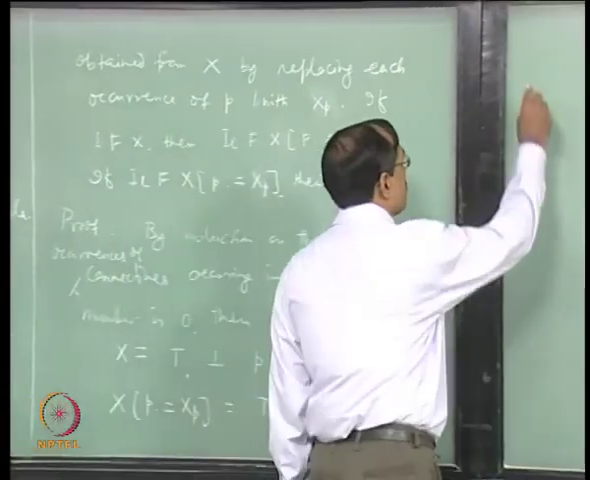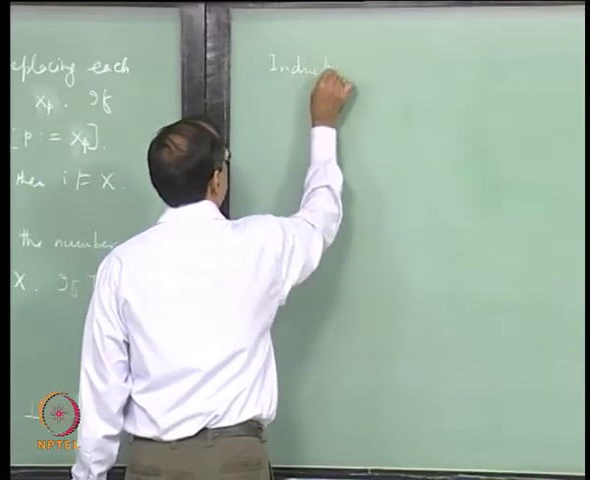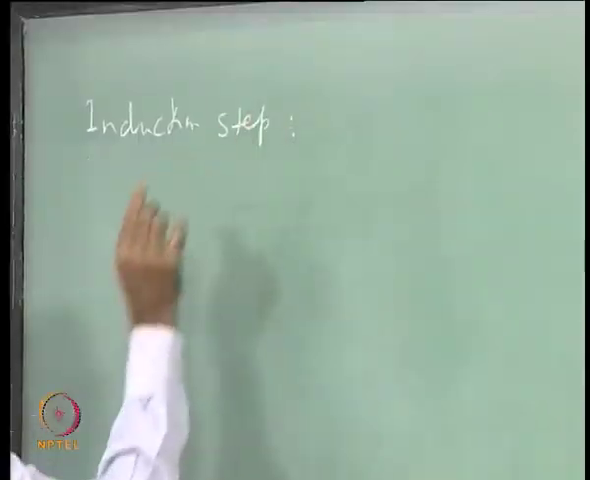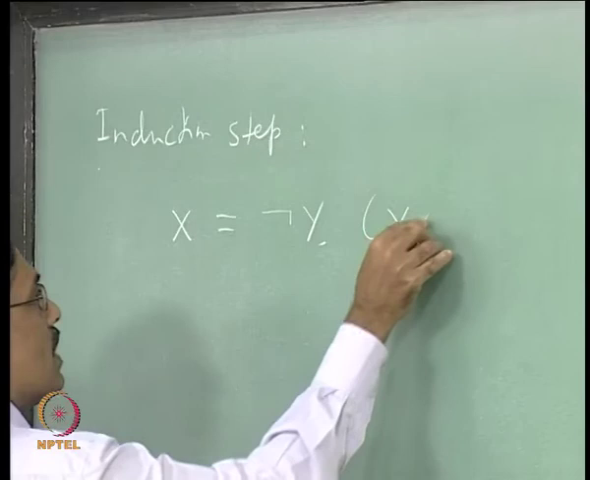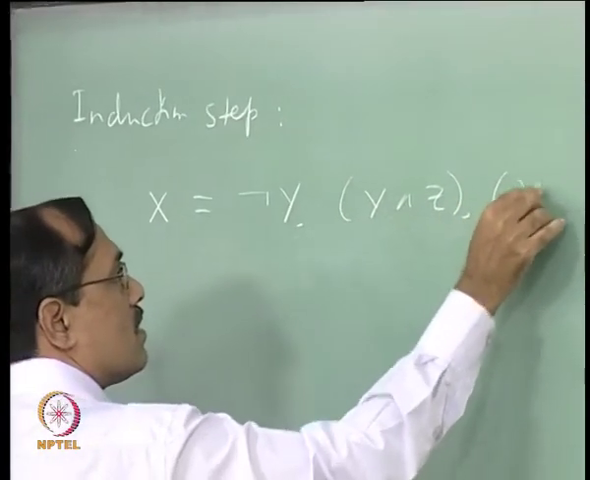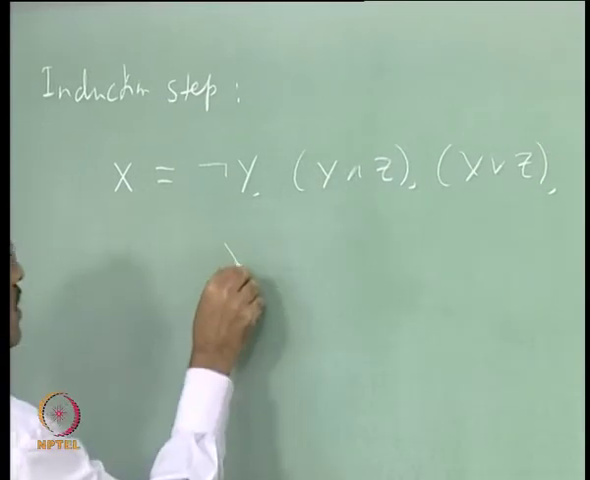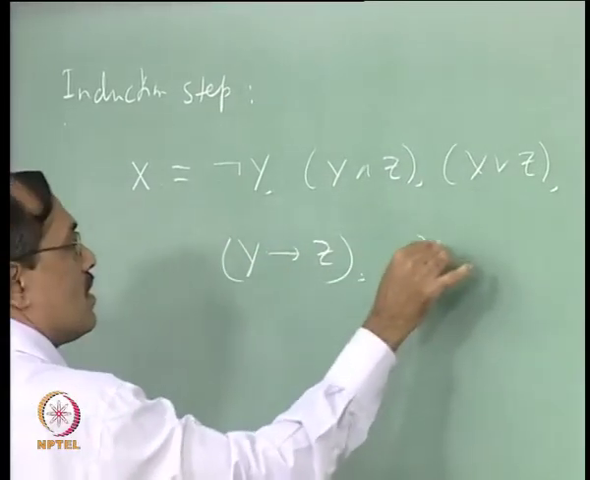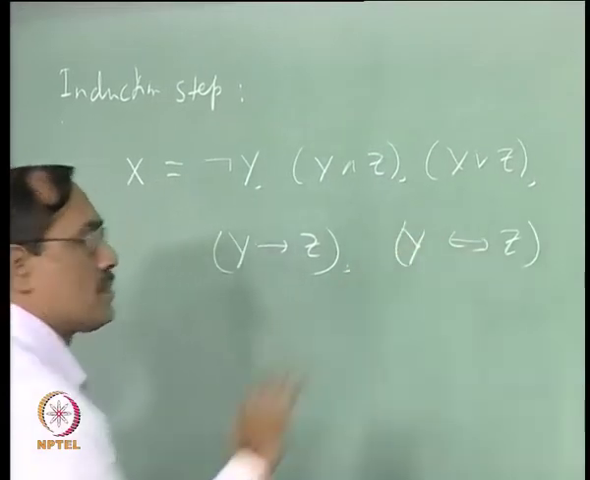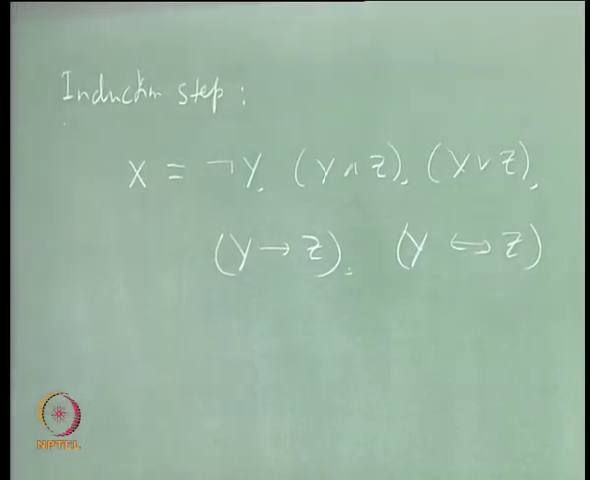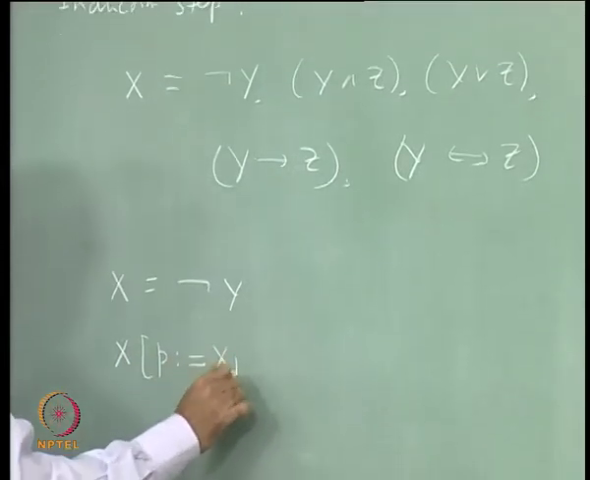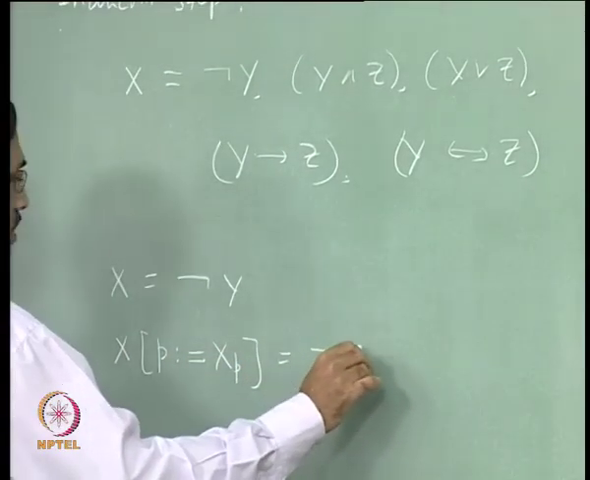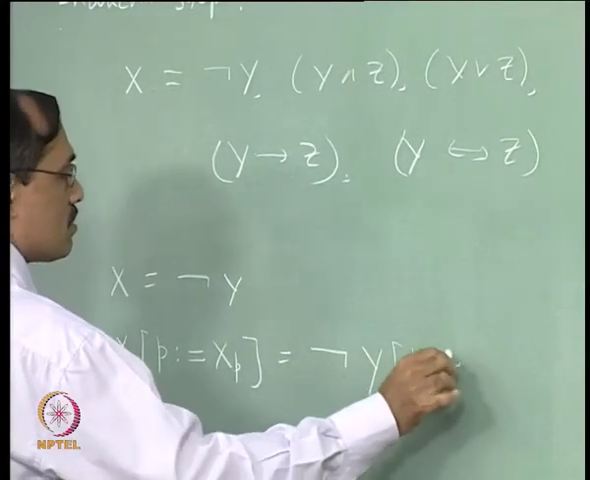Now, in the induction step, what do you do? So, you can say x can be in the form not of some y, or y and z, or y or z, or y implies z, or y biconditional z. These are the possibilities. Let us take the first case, x equal to not y. Then in this case, x with p replaced by x_p would give not y with p replaced by x_p.